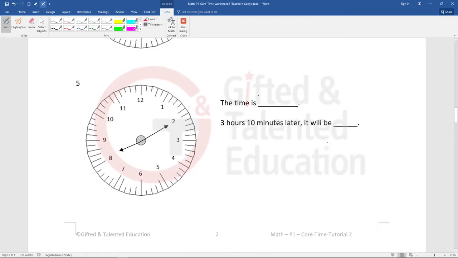Question 5. The time is 8:10. So 3 hours later, it would be 11:10. And another 10 minutes later, it would be 11:20.